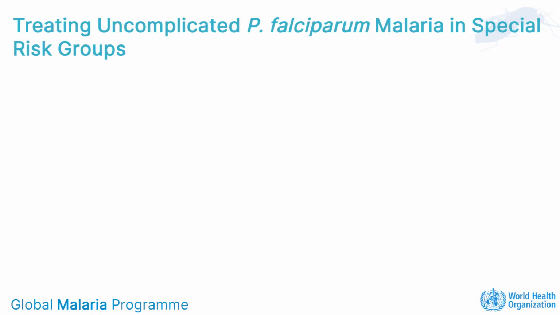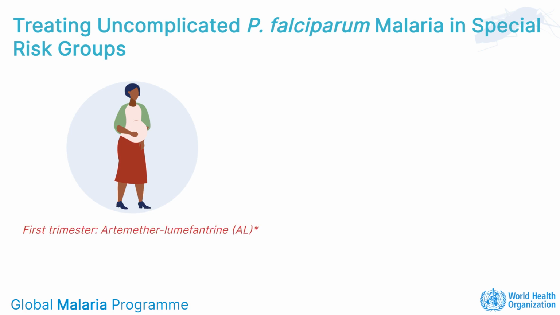Several important patient subpopulations, including young children and pregnant women, have special considerations that mean their treatment differs from that of the general population. Pregnant women with uncomplicated P. falciparum malaria should be treated with artemether lumefantrine during the first trimester.